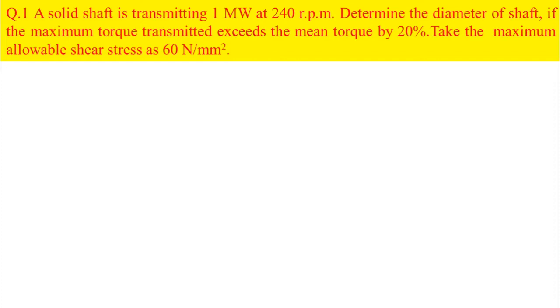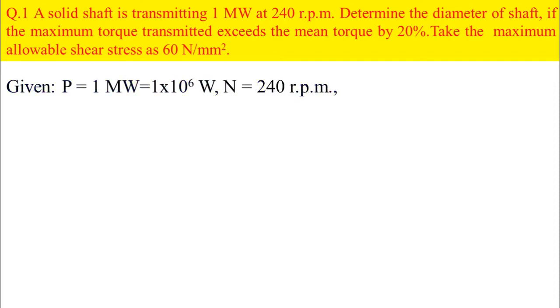Now we will see the given data. Power is given, which is 1 megawatt. We have to convert it into watt. Therefore multiply by 10 raised to 6. RPM is given, means speed is given. Capital N is equal to 240 RPM. Shear stress is given, tau is equal to 60 Newton per mm square. We have to find out the diameter of solid shaft.